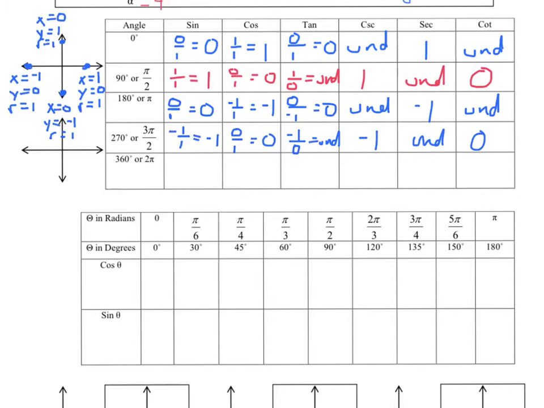Lastly, we have 360 degrees, or 2 pi. Well, that takes us back to where we started. 360 degrees, or 2 pi, is the same as 0 degrees, or 0 pi. So the answers we have up here are the same answers that we're going to have down here: 0, 1, 0, undefined, 1, and undefined. So, finished, just by knowing what x, y, and r are on the axes.